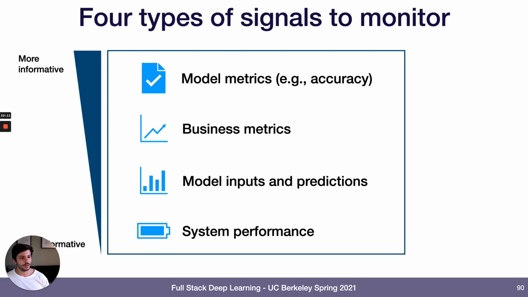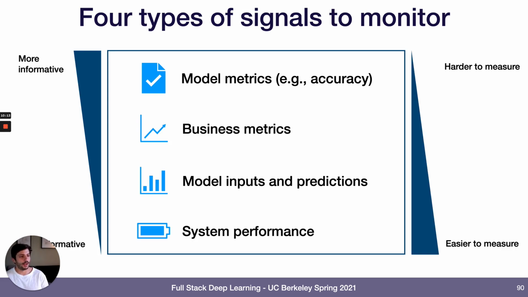Firstly, what should you monitor? I think there are 4 signals that you should probably consider monitoring that trade off with each other in terms of how useful they are if you have them and how hard it is to get them. So the most informative thing to monitor in order to tell whether your model's performance is changing is to look directly at the performance of the model.